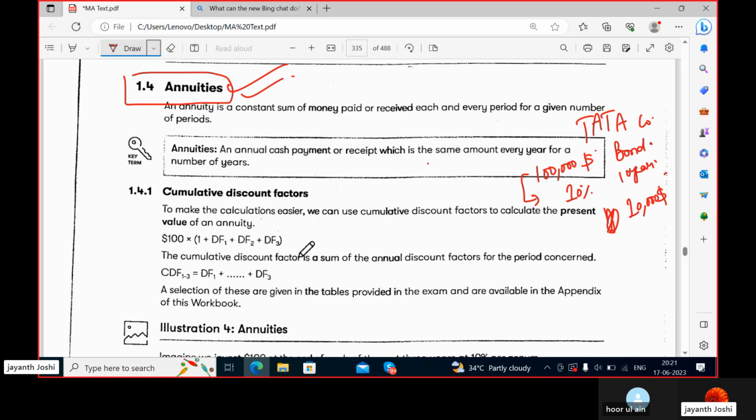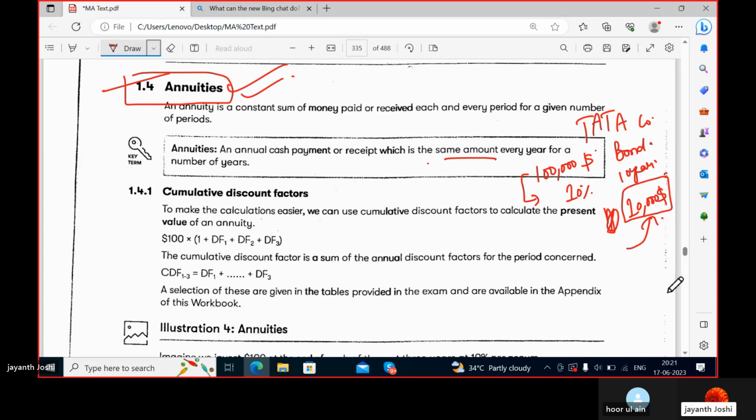When you have such kind of scenarios whereby there are fixed, equal annual payments, the same amount every year, if the company is paying you for a span of, let's say, 10 years or some years till the time the bond matures, then the concept of annuity comes into picture. This annual payment which is happening is nothing but an annuity.